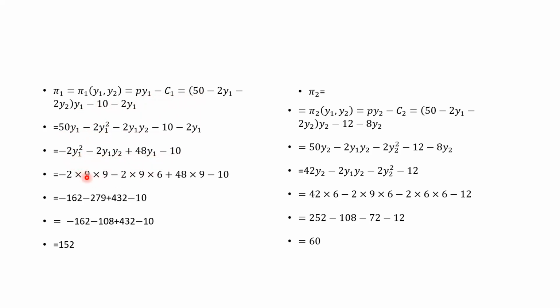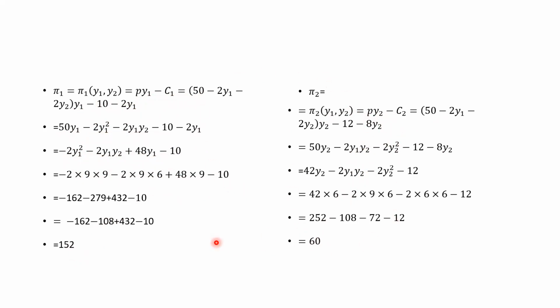You put in the values of y1 and y2. y1 is 9, y2 is 6. You substitute the values, you are left with 152. The same way for firm 2, the profit is, you substitute values of y1 and y2, you are left with 60. Okay, so these are the two.